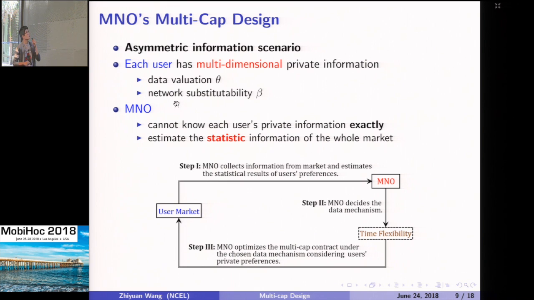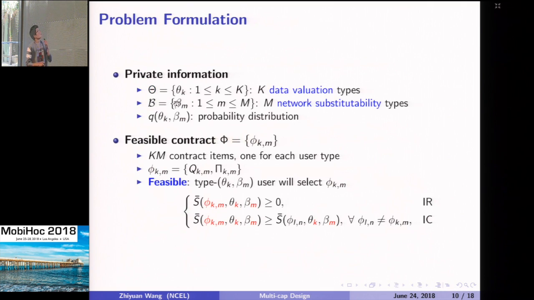So mathematically speaking, we consider K different data valuation types, theta k, and M network substitutability types, beta M. And the operator needs to design a feasible contract which contains K times M contract items, one for each type of users. Each contract item is a combination of the monthly data cap and the corresponding subscription fee. So here we see that the contract is feasible if and only if each type of user will select the contract item intended for this type of users.